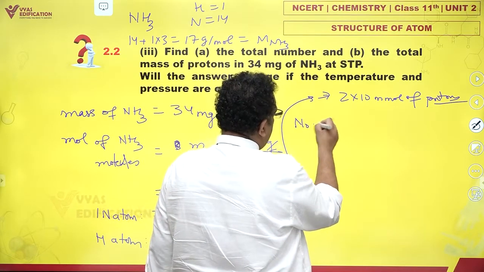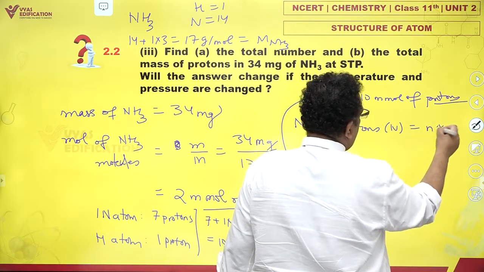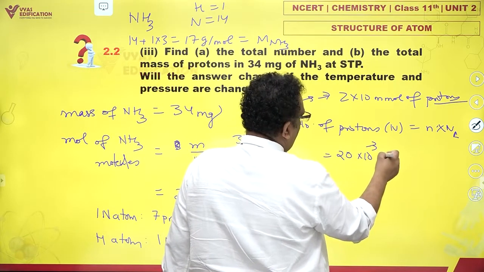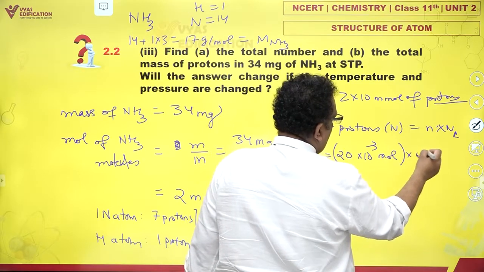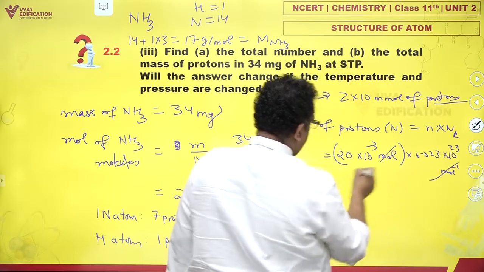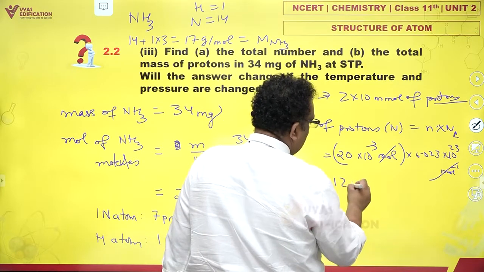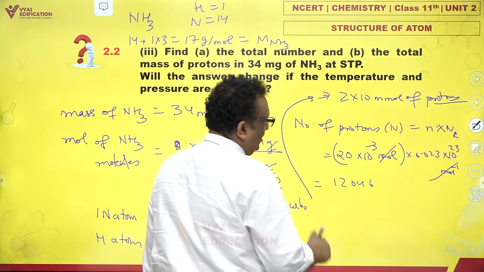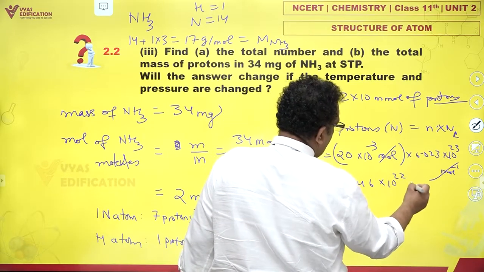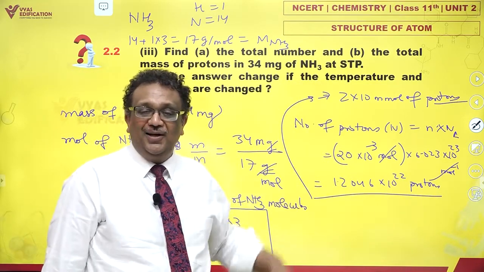Number of protons, N, is moles into Avogadro's number. Moles is 20 millimoles. So many moles into 6.023 into 10 raised to 23 per mole. Well, let's multiply that. What would that give? 12046. That means 1.2 into 10 raised to 22 protons. So my dear, this is the number of protons. Just multiply and get that number.